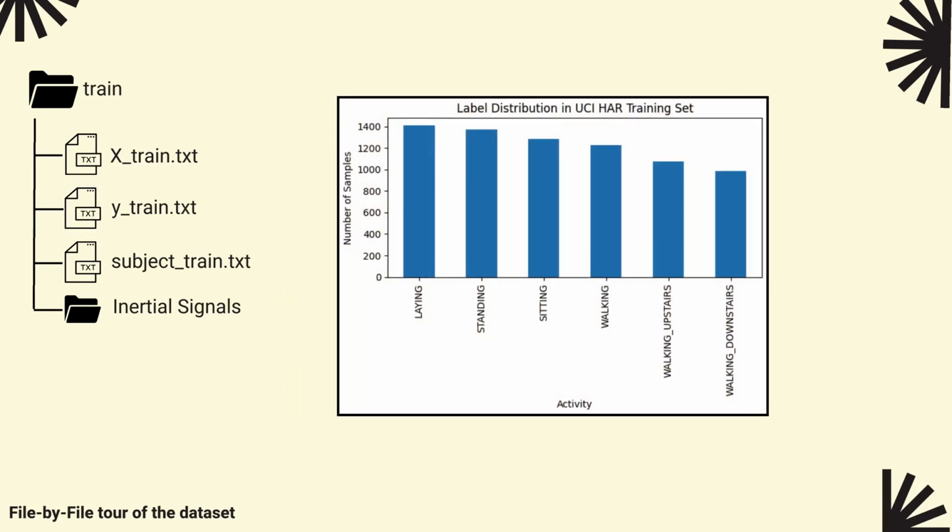Here, when we visualize the X-train and Y-train files together, we get a labeled distribution graph that shows each activity plotted against the number of samples available in the dataset. From this visualization, we can see that the dataset is fairly well balanced overall, with no extreme class imbalance. However, there are still some noticeable differences. Laying has the highest number of samples, while walking downstairs has the fewest. This gives us a good idea of how evenly the activities are represented before training any model.